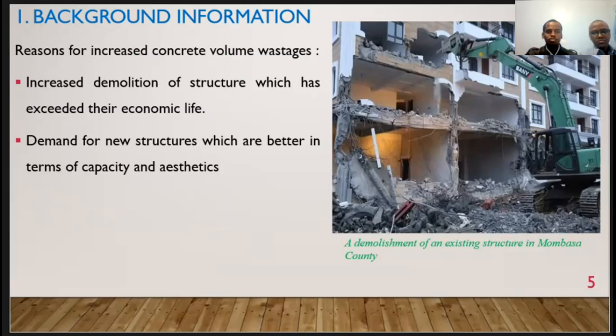The reasons for increased concrete volume wastage are: one, the increased demolition of structures which have exceeded their economic life. As you can see here on our right-hand side, we have a demolishment of an existing structure in Mombasa County. Secondly, the demand for new structures which are better in terms of capacity and aesthetics.